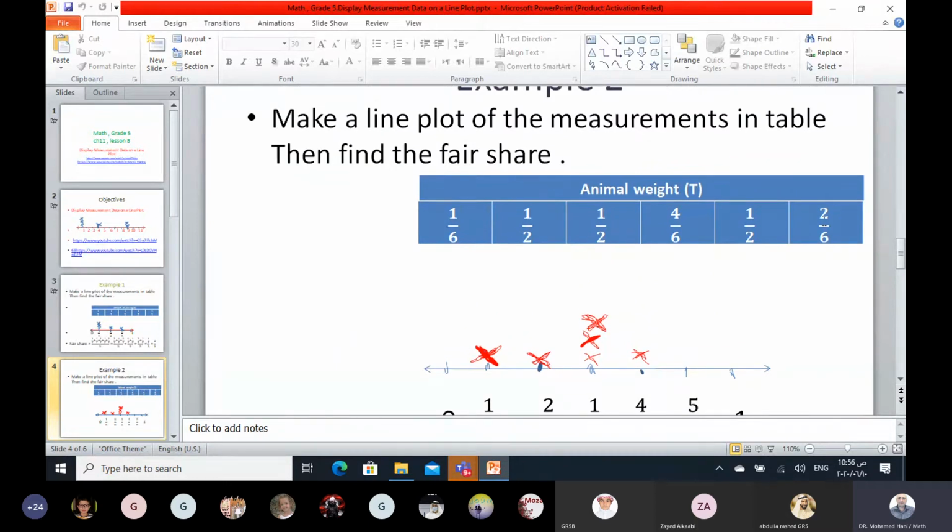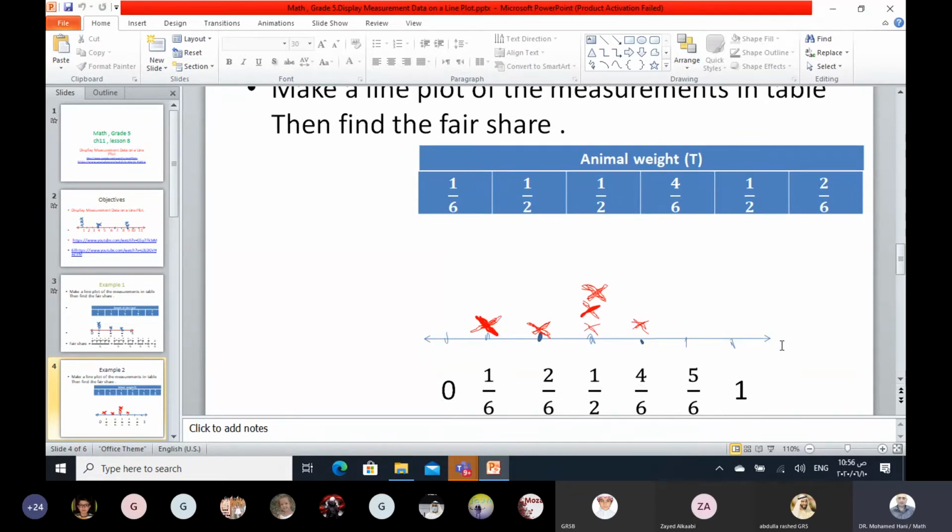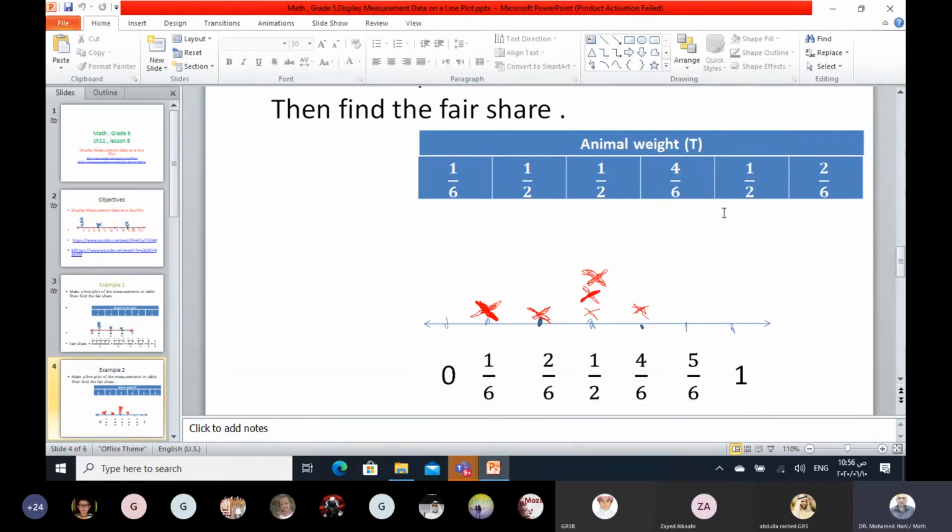Also here we have data inside the table, animal weight by ton. And we want to draw the line plot. Then we want to find the fair share. The first step, draw the number line. As you see here, the denominator will be 6. The biggest denominator here will be what? Will be 6. So determine 0 and 1. Then divide the distance between 0 and 1 into 6 equal pieces.